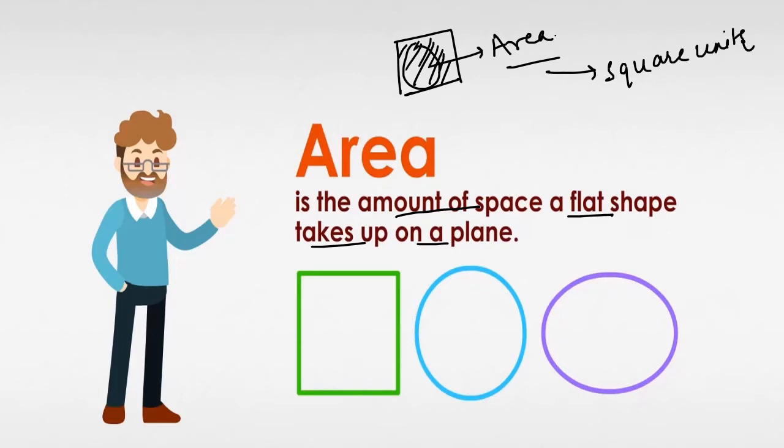Like we measure length in meter, centimeter, millimeter, so area is measured in meter square, centimeter square, millimeter square, and so on. So always we measure area in square units.